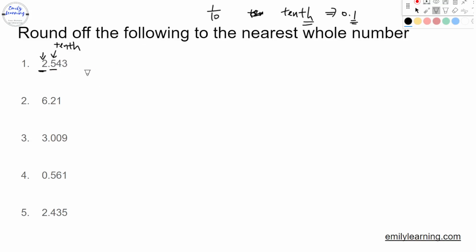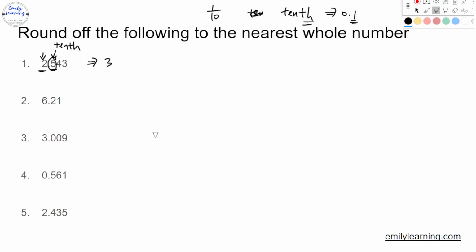So for 2.543, when we round it off to the nearest whole number, it is 3. Why? We'll check 5 here. 5 is 5 or more, right? So that means we need to round up. So we'll increase 2 to 3, or we will increase the ones place by 1.